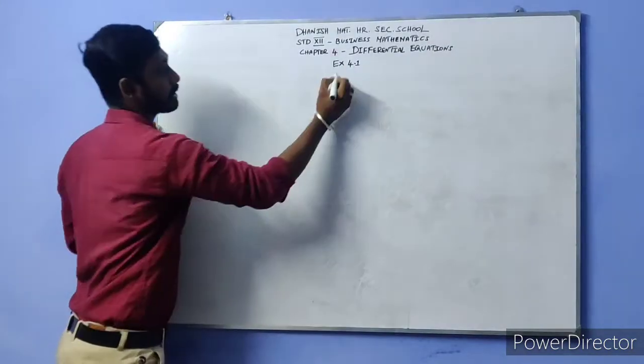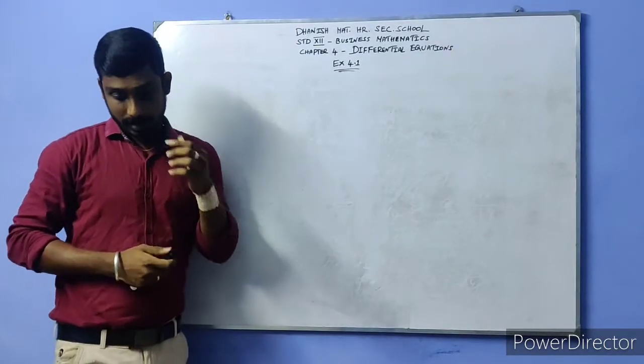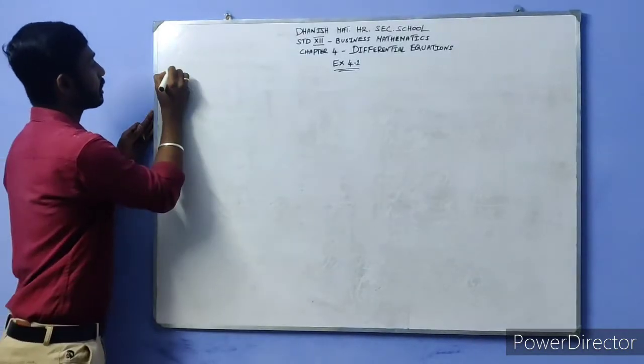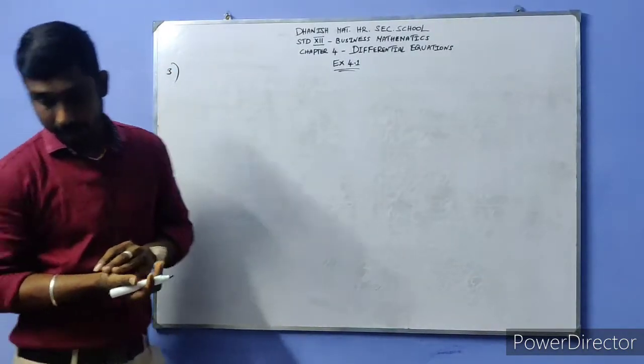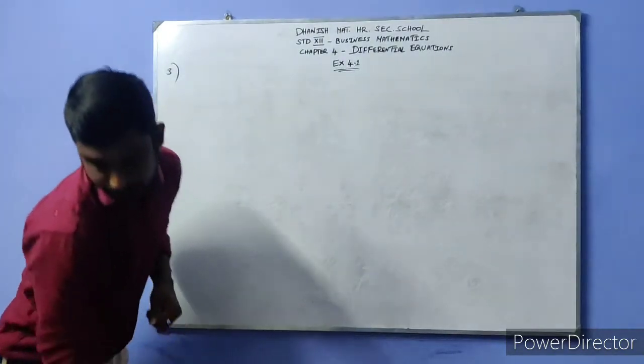Remaining sums in the exercise 4.1. Last class we completed the first two sums in exercise 4.1. Today we are going to see the third sum. What is the question given here? Form the differential equation by eliminating alpha and beta.